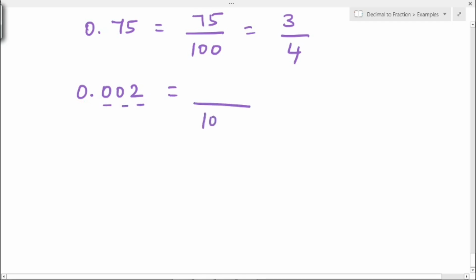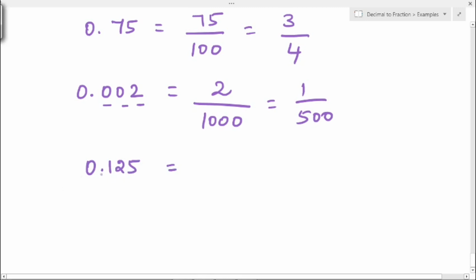So we have to divide it by 1000. And here we have 002, so we have to consider only 2. So that is 2 divided by 1000. If you simplify, you will get 1 divided by 500.